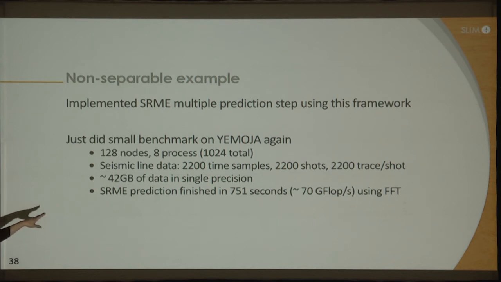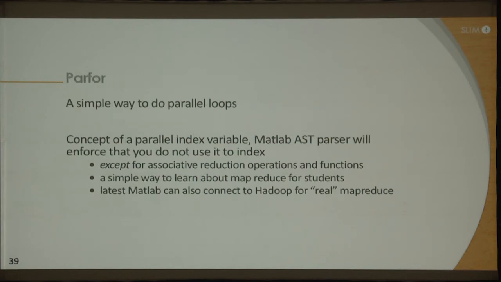And again, I just ran a small benchmark this afternoon. The same instance, seismic line is like 2,000 time samples, 2,000 shots, 2,000 receivers per shot. It's about 42 gigabytes of data in single precision. Took about 12 minutes for the SRME prediction step using FFTs. Okay. There's other things too. I'm almost finished. There's other things aside from distributed arrays, although that is pretty killer.